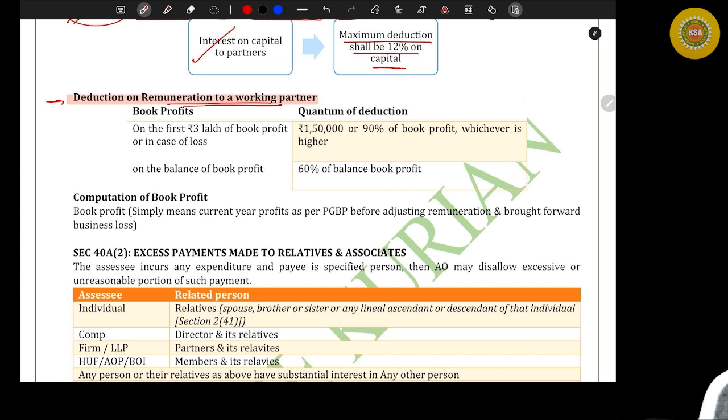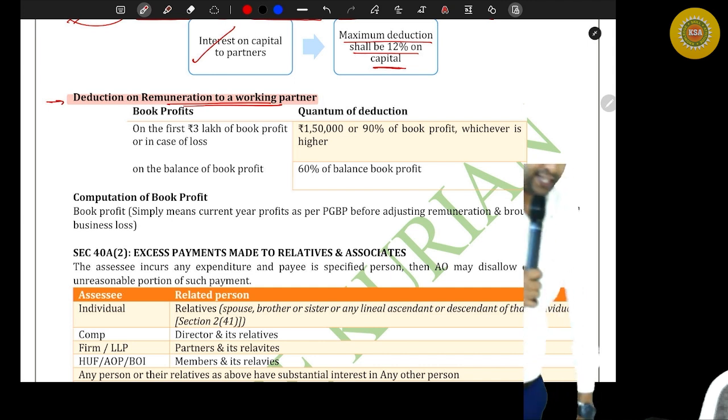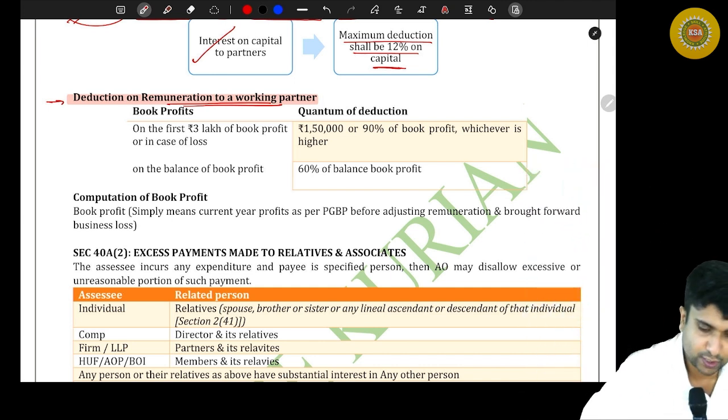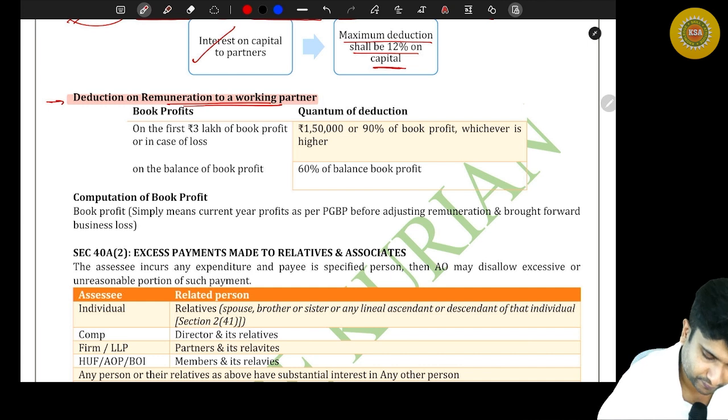Are you with me? There is a ceiling limit for that particular deduction, and let's understand what exactly the ceiling limit is. Can you read the heading, book profit and quantum of deduction? That simply means you have to compute the ceiling limit based on a percentage of book profit. What is book profit? I'll tell you later. So please be attentive. Can you read the first limit?